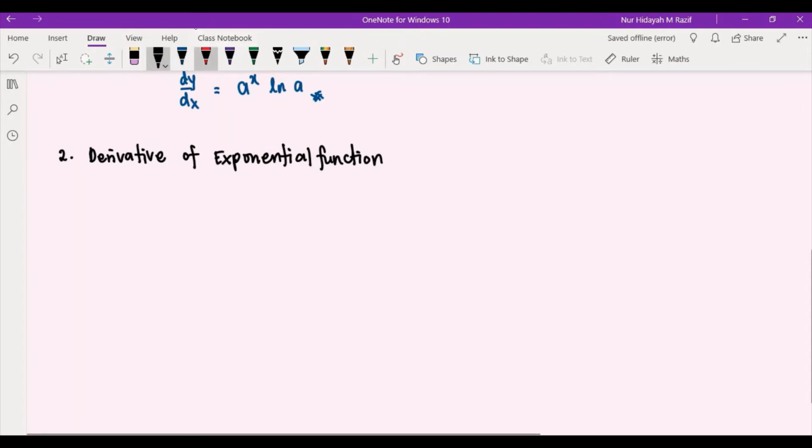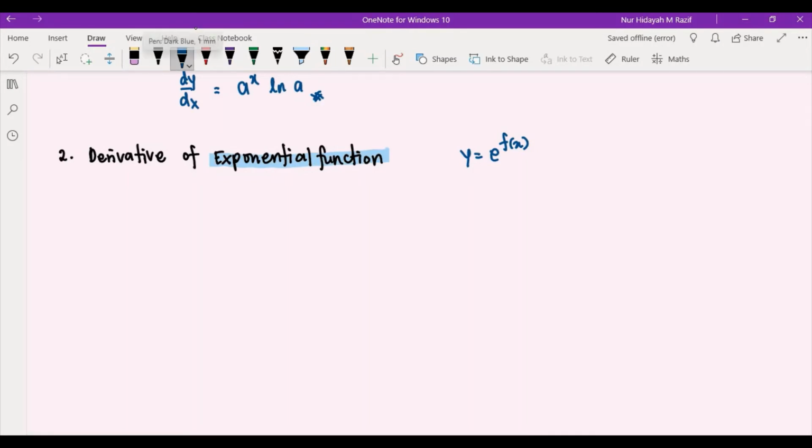Next, we are going to take a look at the proof for the derivative of exponential function. So in this case, I'm going to focus on exponential function in the form of y is equal to e to the power of f(x). Here, my exponential function will have another function f(x) as the power of base e. And here, I'm going to use chain rule when we are going to differentiate this, or we are going to prove the derivative of this function.